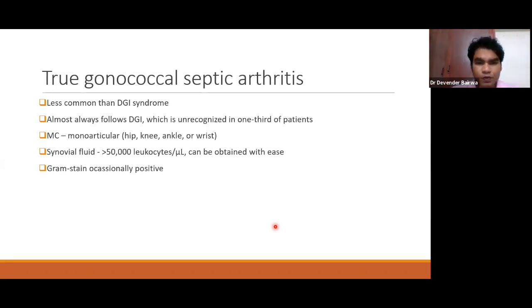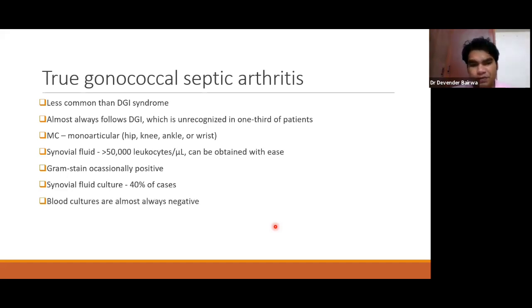And Gram stain, if you do it, can occasionally be positive, but mind you, this bacterium is a little fastidious. It requires special media, so culture or Gram stain may not be positive. Synovial culture, if you see, the rate is 40% of cases. You remember in acute septic arthritis because of staph or strep, we were seeing that the culture rate is more than 90%, but here the culture rate is less than 40% of cases. So blood cultures are almost always negative.